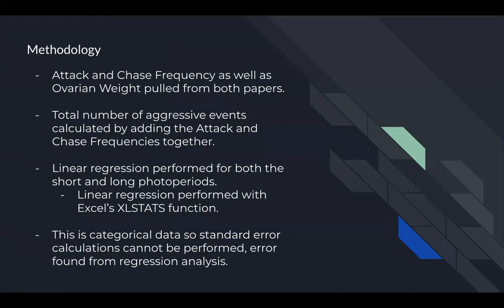So how I looked into this was I took from both papers attack and chase frequency as well as ovarian weights. Then I added the attack and chase frequencies together to get a number of aggressive events. And then using Excel stats function, I took a linear regression between the ovarian weight and these aggressive events.